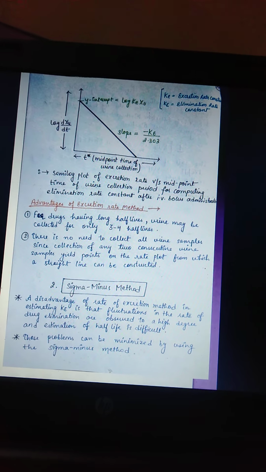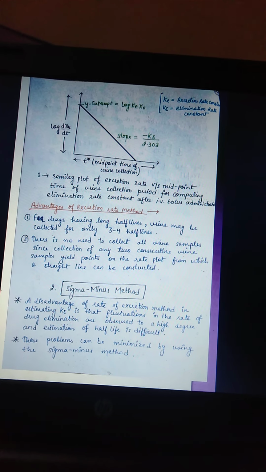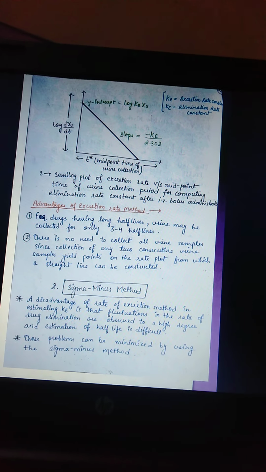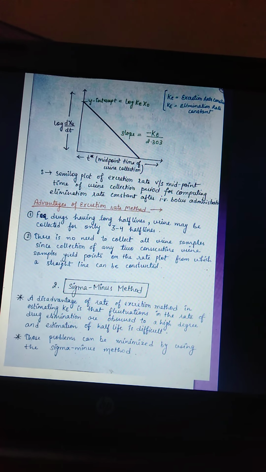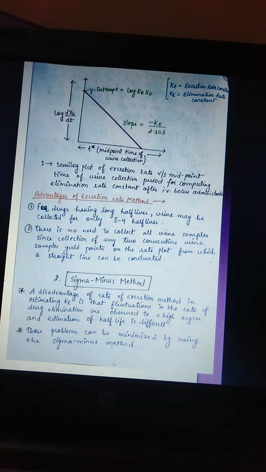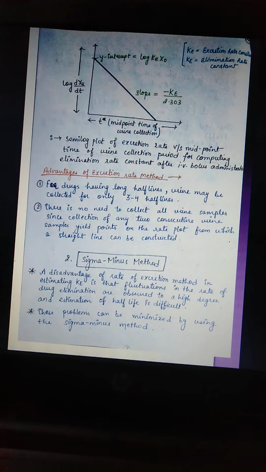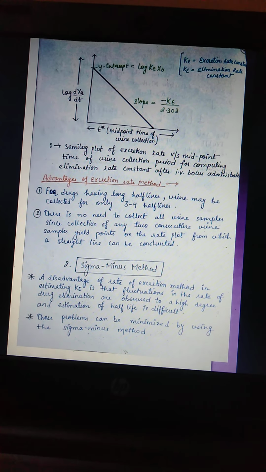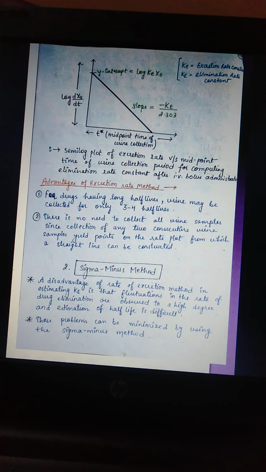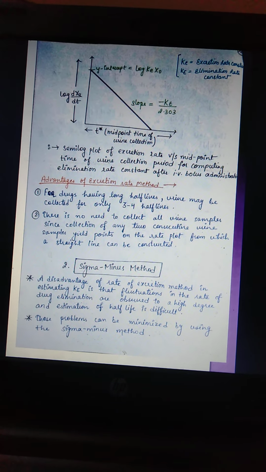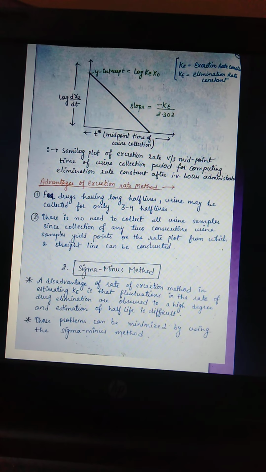The advantage of the excretion rate method is that for drugs having a long half-life, urine may be collected for only 3 to 4 half-lives. Moreover, there is no need to collect all urine samples, since collection of any two consecutive urine samples yields points on the rate plot from which a straight line can be constructed.